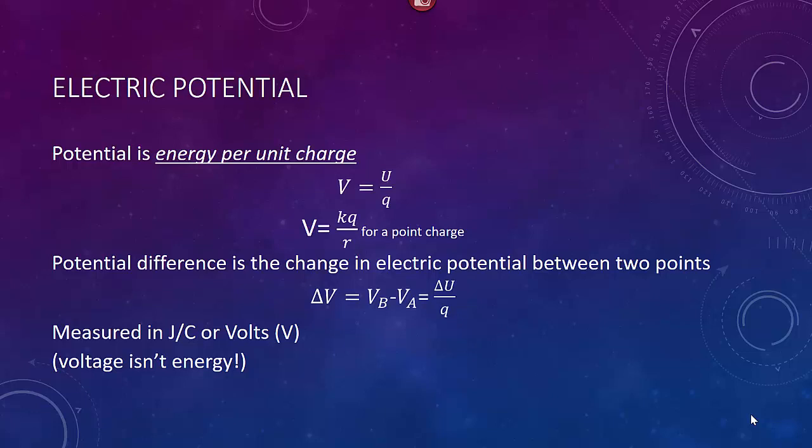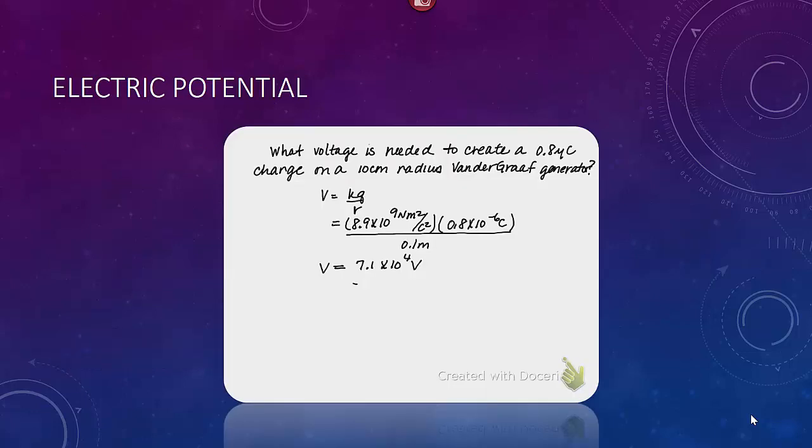It's kq over r for a point charge, and that'll work in most of the instances that we have. You can treat them as if they were point charges. And when we're talking about potential difference, you're talking about the difference in voltage or electric potential between 2 points, point A and point B. So you measure it here, and you measure it somewhere else, and you find the difference between the two, and it really is a change in potential energy per unit charge again. And it is joules per coulomb or volts. And so it's fairly simple.